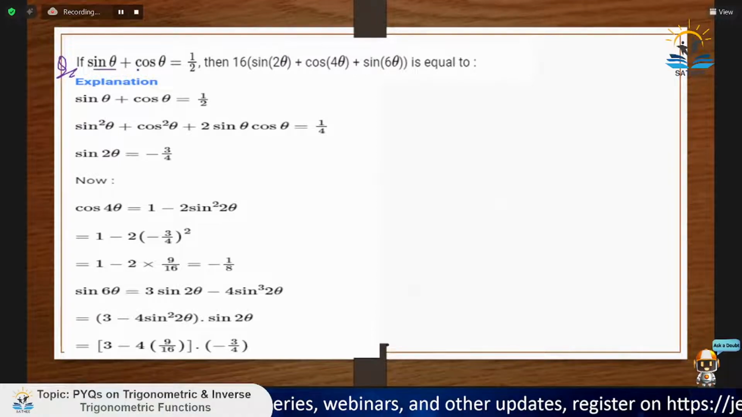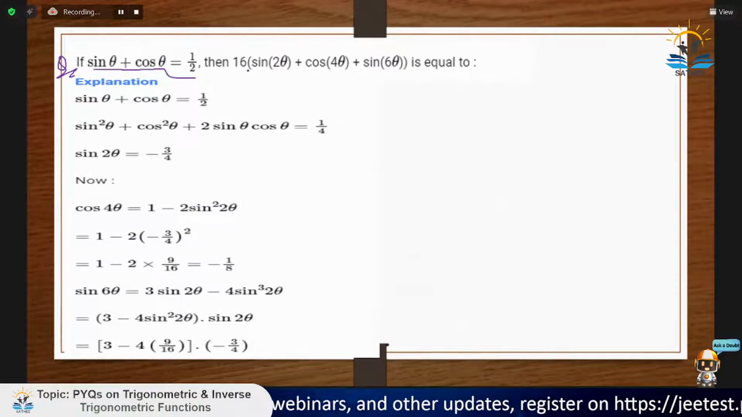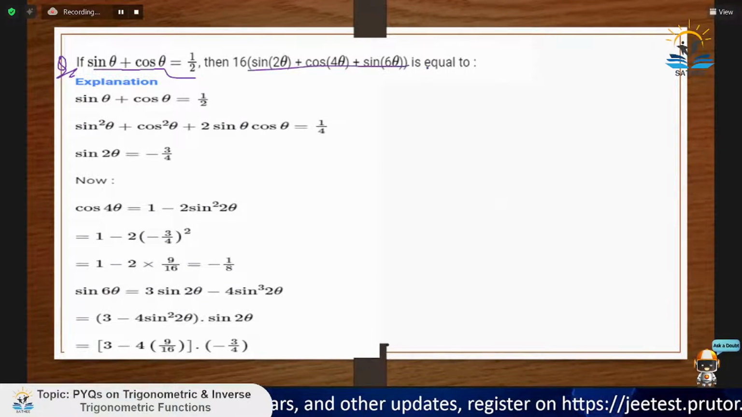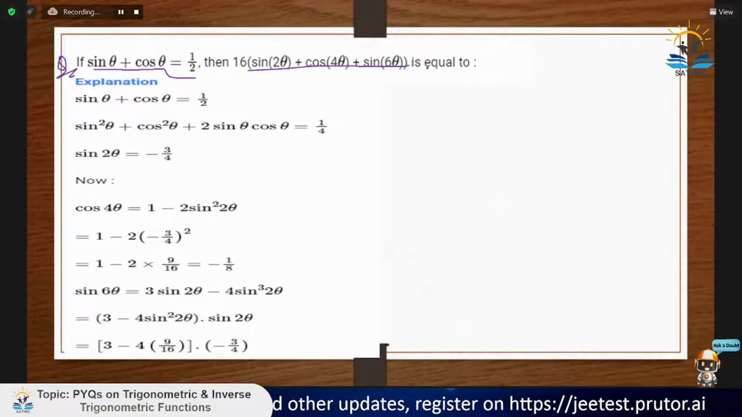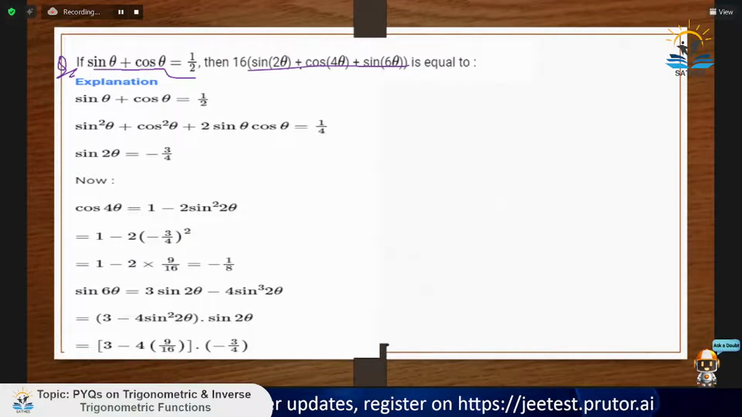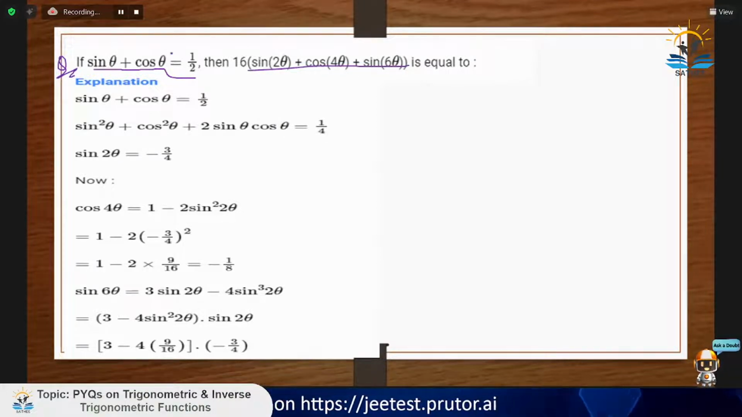If sine theta plus cos theta is equal to half, then 16 times this thing is equal to how much? Okay, so basically here 2 theta, 4 theta and 6 theta are mentioned, so basically I have to multiply the angles. First I square this expression because on squaring I will get the sine 2 theta term, which I need. Upon squaring, I know that this thing is equal to 1.